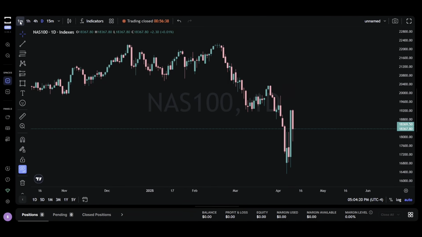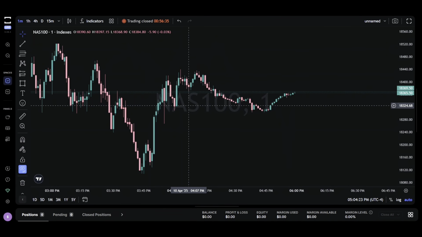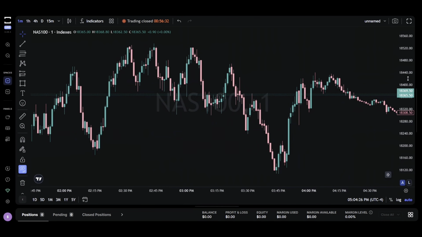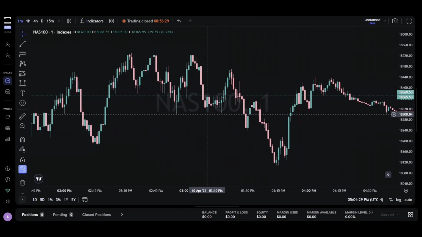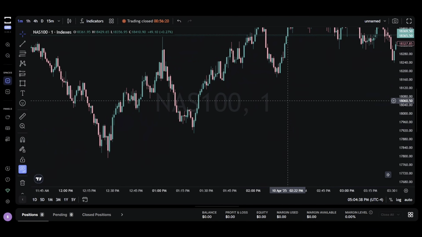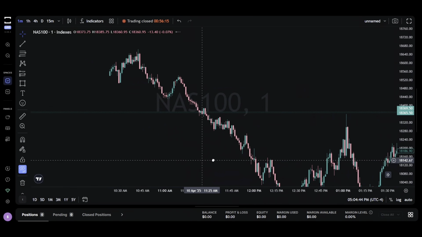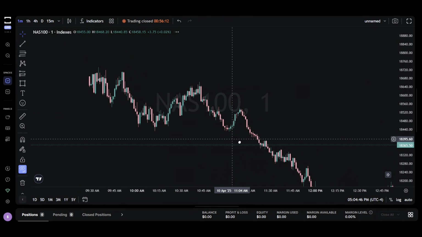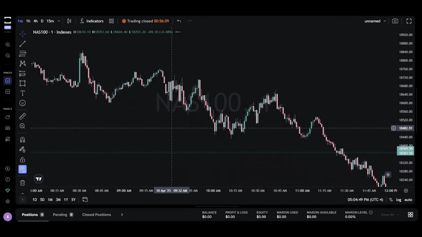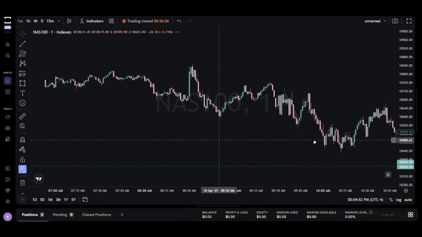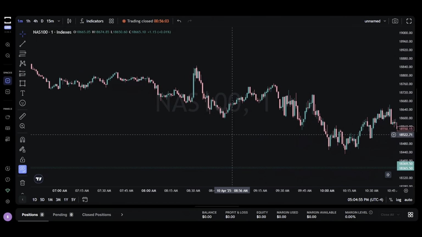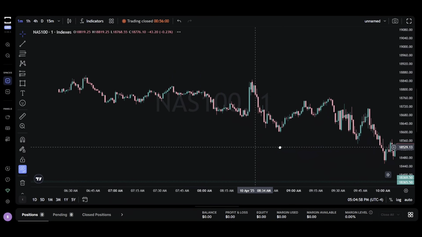Okay, so now, different people use support and resistance in different ways. I use support and resistance when the market is in a continuation. Let's see if I can find a good example. So it's just where price previously paused or reversed because of buyers or sellers, okay?